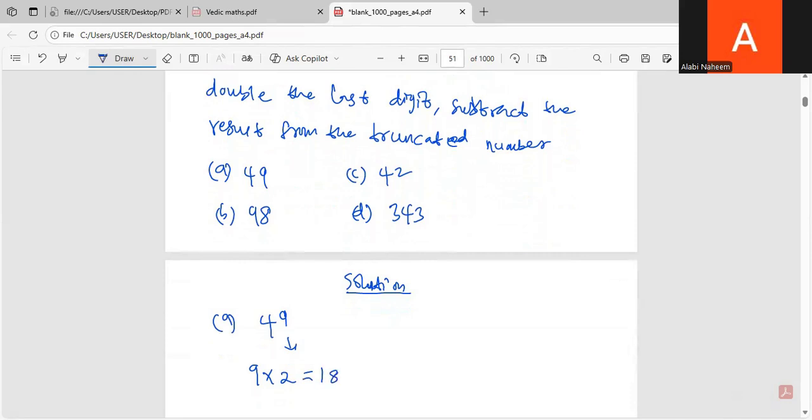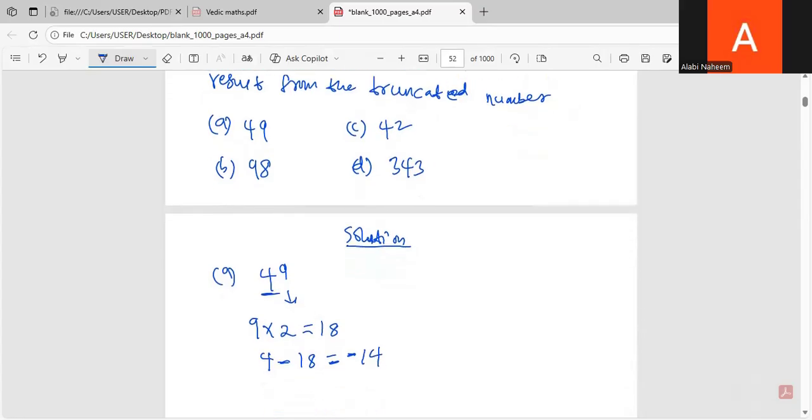So subtract the result from the truncated number. And I said the truncated number is simply this 4 that is left here. So that is 4 minus 18. The result you got from doubling the last number, you now subtract it from the truncated number. What's 4 minus 18? That's minus 14. Right? So is minus 14 divisible by 7? Yes, it is. So we can conclude that 49 is divisible by 7.